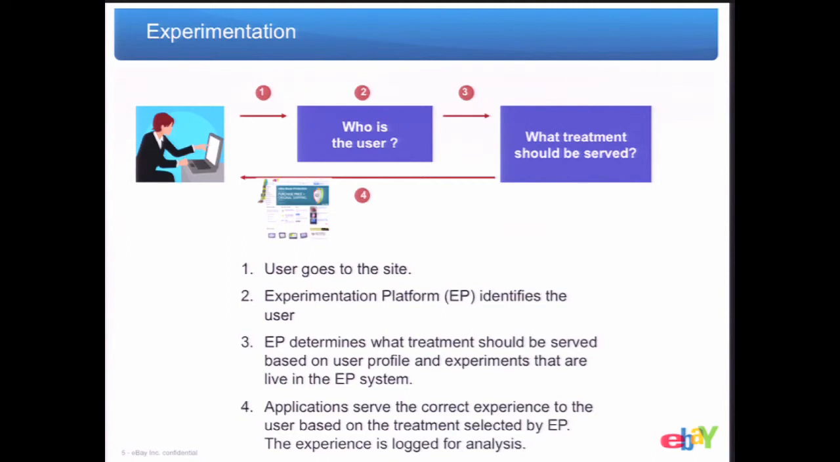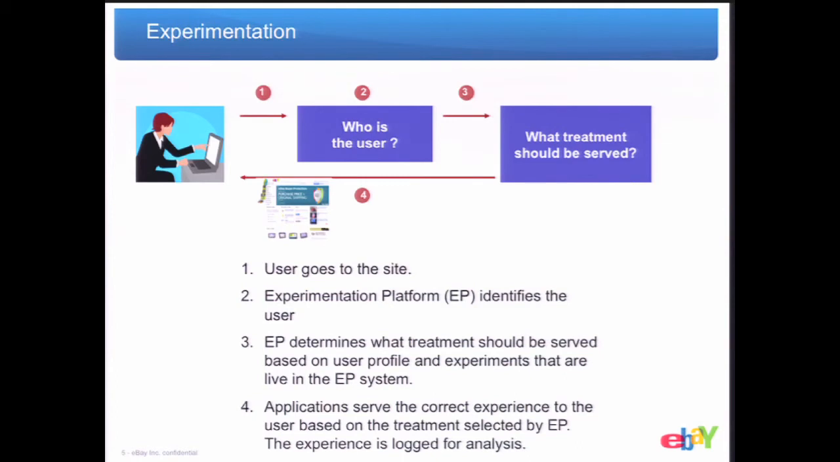So the user goes to the site, and the experimentation platform identifies the user. Then it identifies what treatment to serve to this user, depending on what has been configured within the experimentation platform, and also on which experiments are live on the system. We support a lot of experiment types. And all that is done based on the user ID.